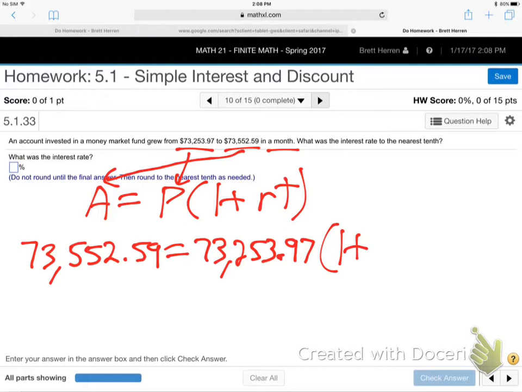Oh, we're trying to find the R. And the T, what's the T? Yeah, good. It's 1/12 because it's 1 month. But it always has to be in terms of years, so that's 1/12 of a year. Remember, time is always in years because our interest rate is always percent per year. That's why we're forced to make time always into years. So there's our little formula. We've got to solve that for R, don't we? You good so far?